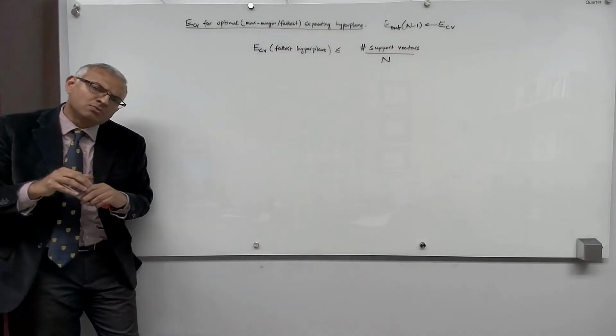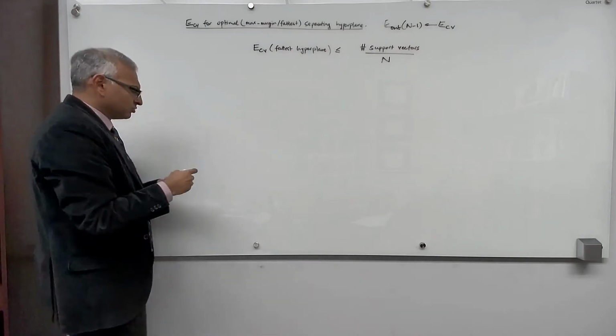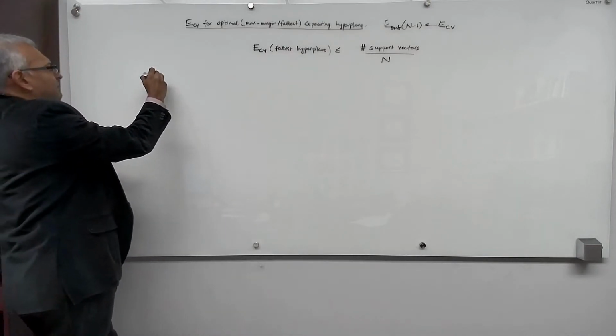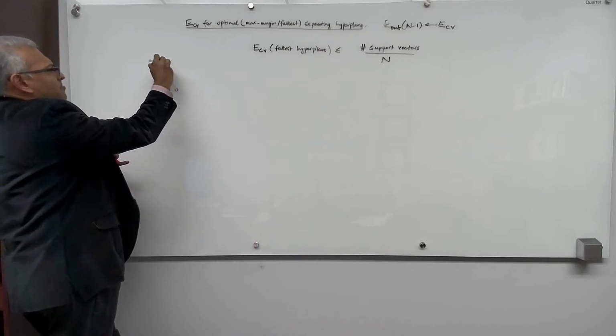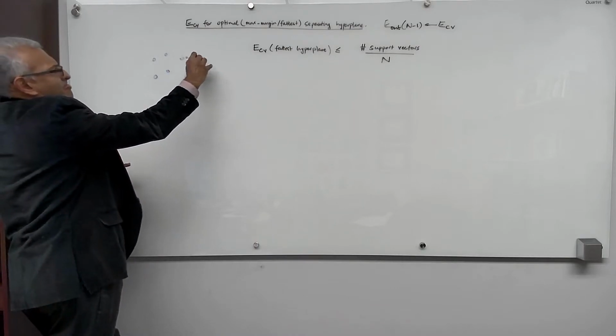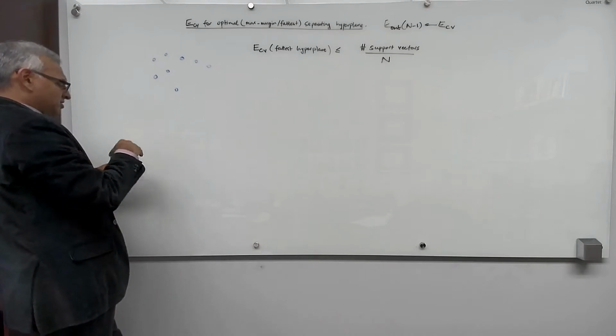Now, let me remind you, what was the number of support vectors? So we'll do this with a picture. You've got some data, some blue points, and you've got some red points.